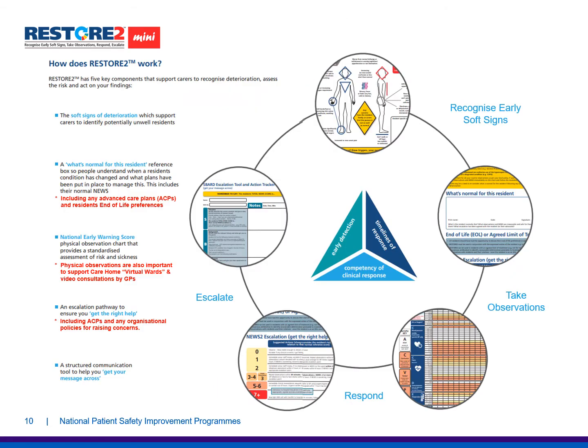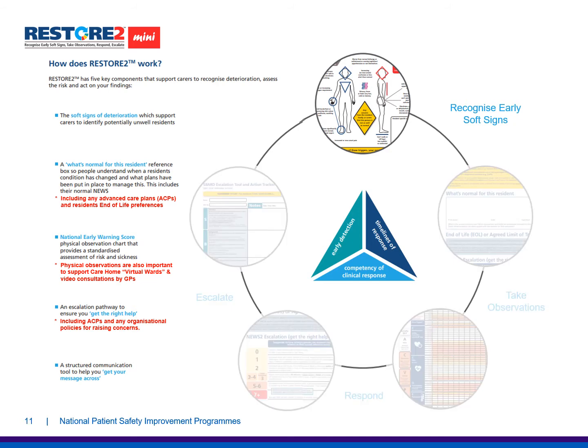So how does RESTORE2 work? There are 5 elements that support carers to recognise deterioration, assess the risk, and act on your findings. Starting with the early recognition of soft signs. The value of soft signs is they help you spot subtle changes in behaviour. So we need to know what's normal for the individual we're caring for. And that needs to take into account any end of life or agreed limit of treatment care plans that they might have in place.